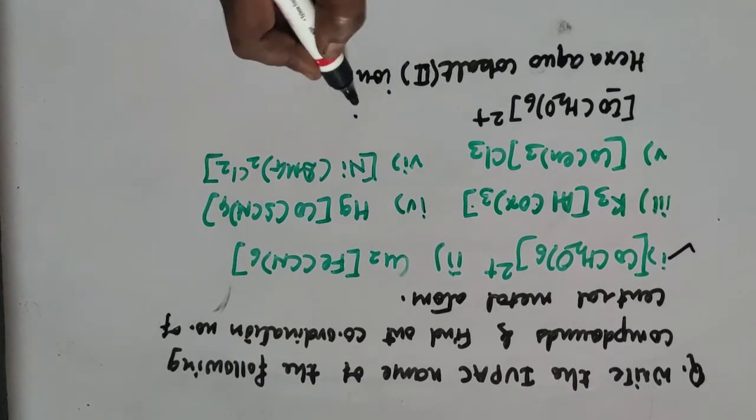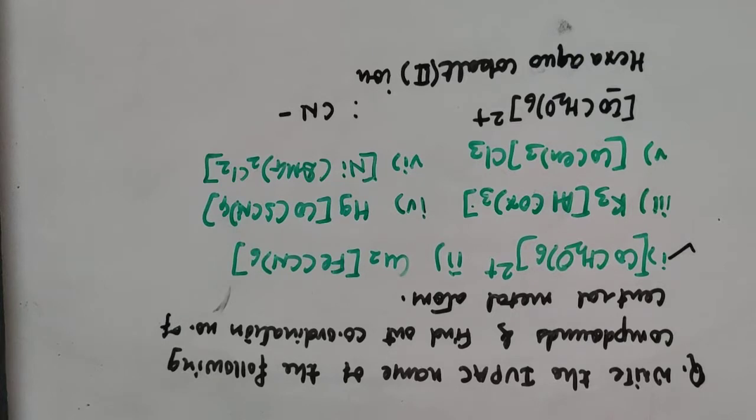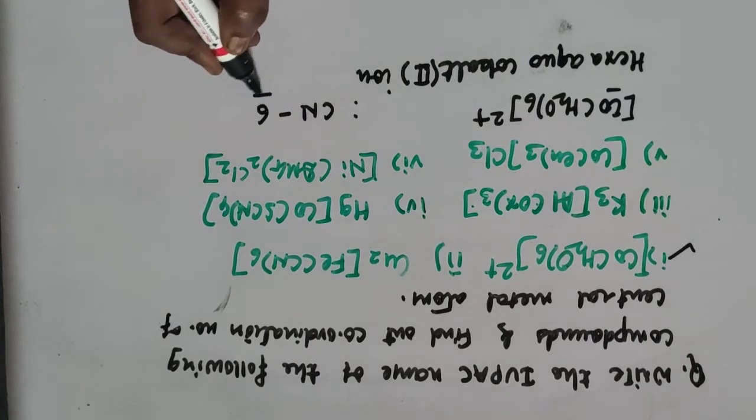What about the coordination number? I'll write the coordination number here only. There are 6 H2O, and H2O is a monodentate ligand. Only oxygen can donate a pair of electrons for the bond formation to the central metal atom here. So 6 monodentate ligands are attached with the cobalt, and hence the coordination number is just the number of ligands because it is monodentate.